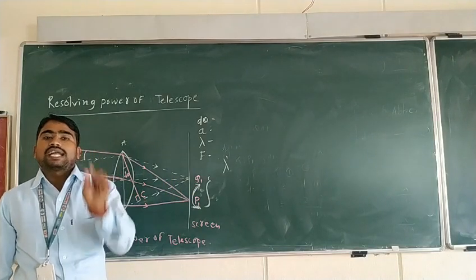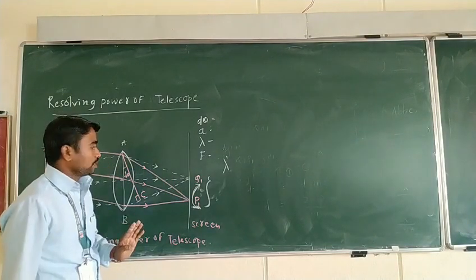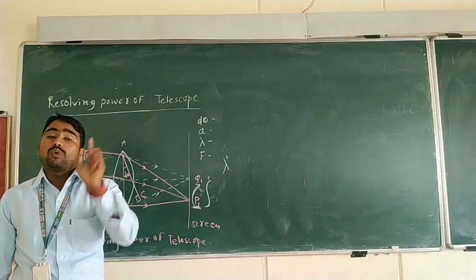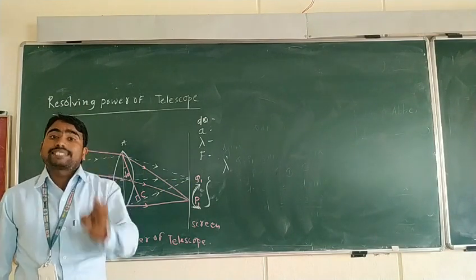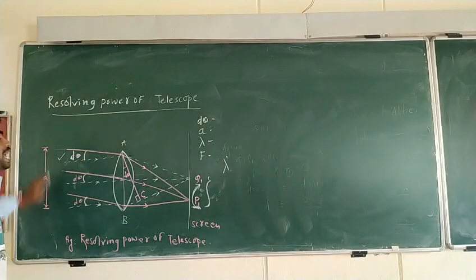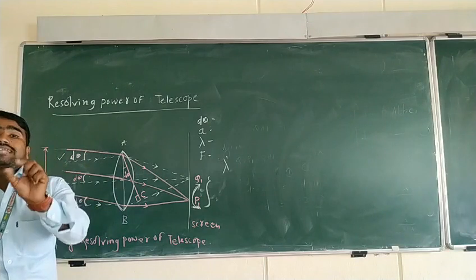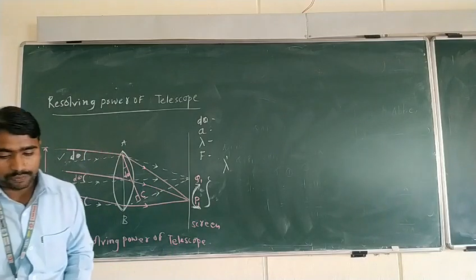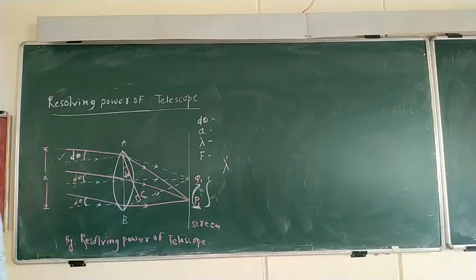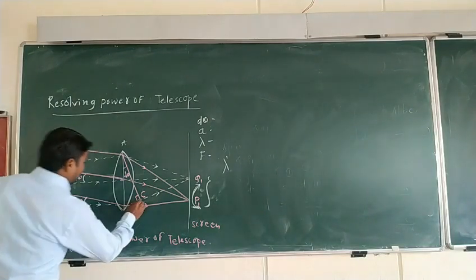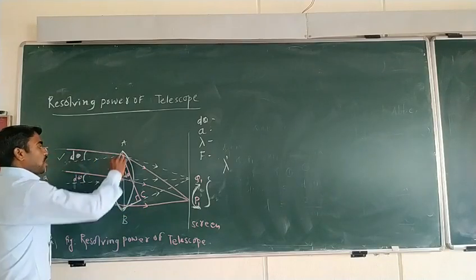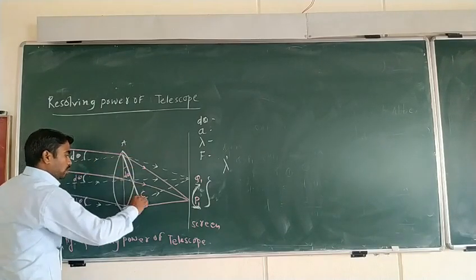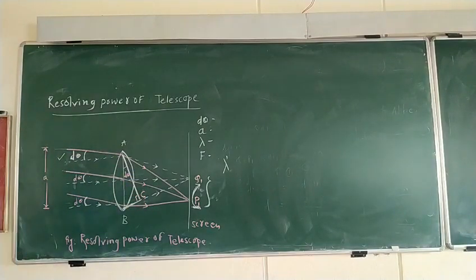Then the two images are said to be just resolved. This condition is satisfied only when the two extreme rays coming from P and Q have a path difference of lambda. This is the simple condition. We know that in the figure, AC is the normal drawn on the rays coming from the source, and BC is the path difference. We have to draw a normal from A to that ray.